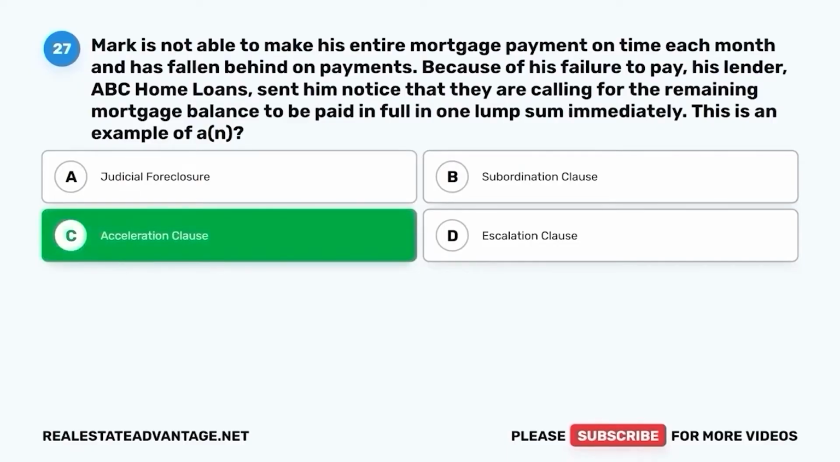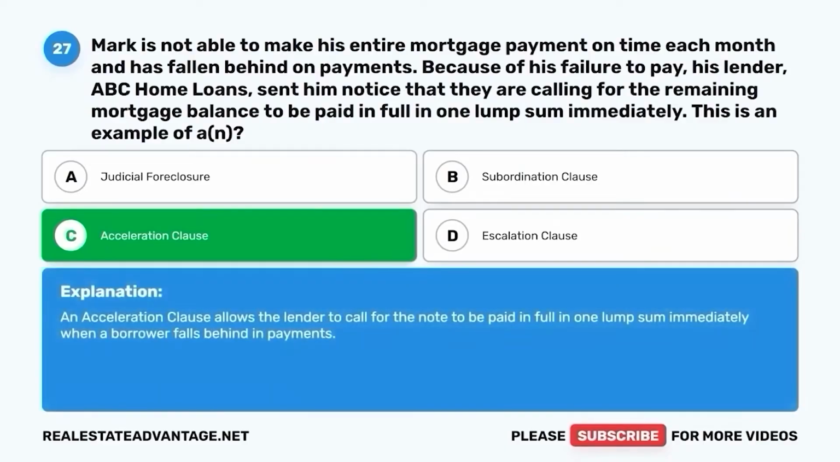The correct answer is C. Acceleration clause. An acceleration clause allows the lender to call for the note to be paid in full in one lump sum immediately when a borrower falls behind in payments.